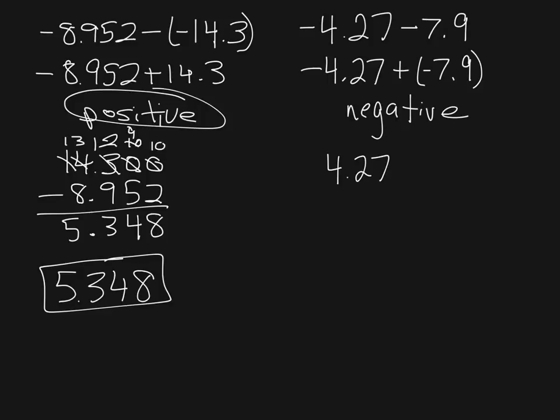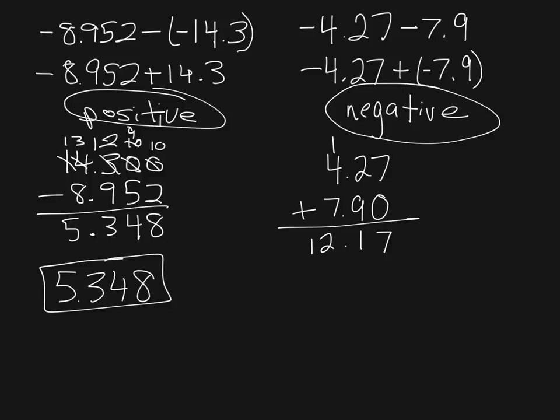4.27, I got 4.27 negatives, and I'm adding 7.9 negatives, lining up my decimals. I'm going to fill in this empty space with a 0 here. And now I'm just going to add straight down. 7 plus 0 is 7, 2 plus 9 is 11, carry the 1. Make sure I put my decimal. I got 1 plus 4 is 5, plus 7 is 12. And make sure I double check my sign. I said my answer was going to be negative. I got negative 12.17 as my answer.